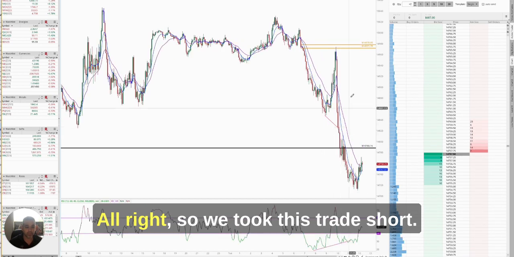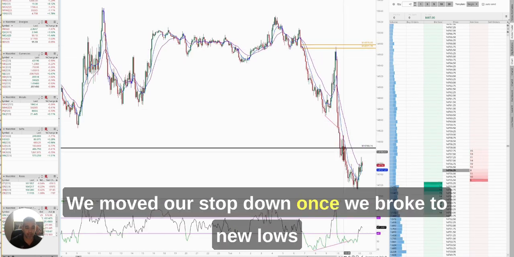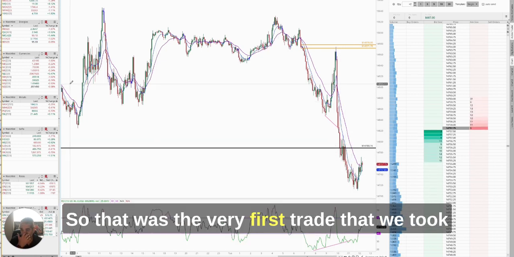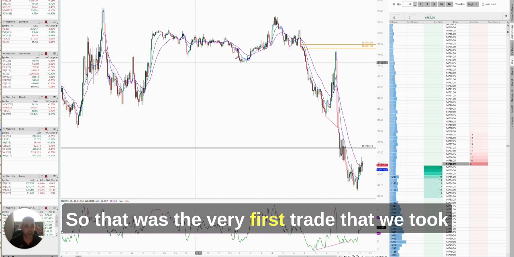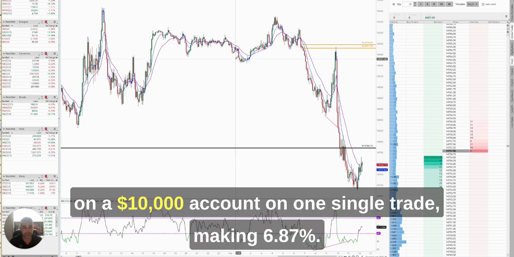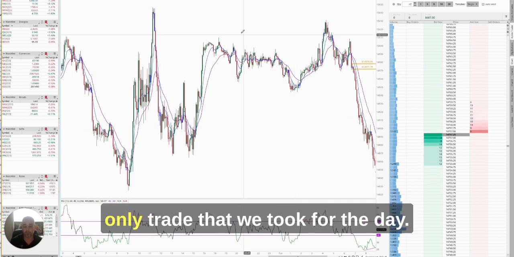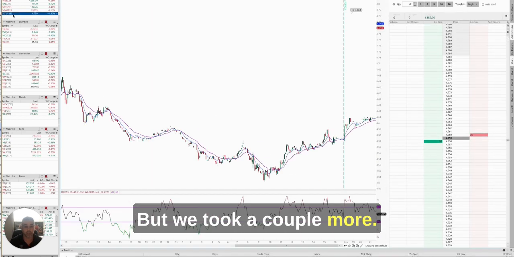So we took this trade short. We caught most of that ride. We moved our stop down once we broke to new lows after hitting our first target, and then we got stopped out. So that was the very first trade that we took on a $10,000 account, on one single trade making 6.87%. Not a bad day if that was the only trade that we took for the day. But we took a couple more.